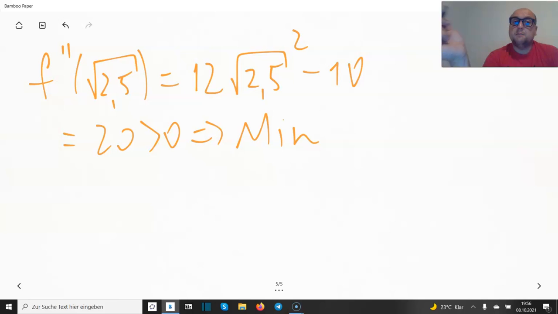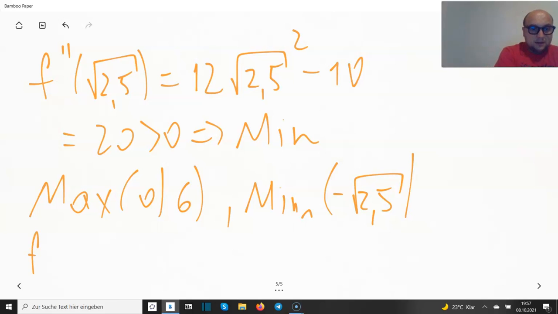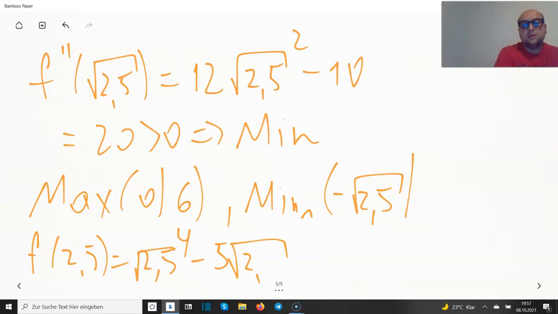And we have one more minimum at minus square root of 2.5 because of the symmetry. So max at 0, that means (0, 6), and min 1 at minus square root of 2.5. Let's compute it together. It must be the same value, so I'll put 2.5 to the power of 4 minus 5 times square root of 2.5 squared, and then plus 6.